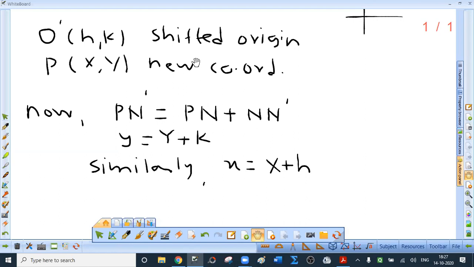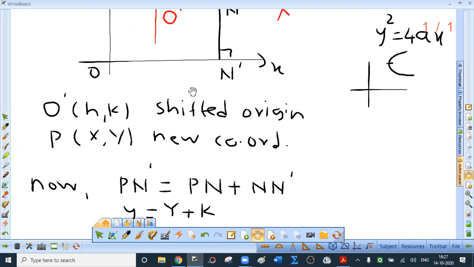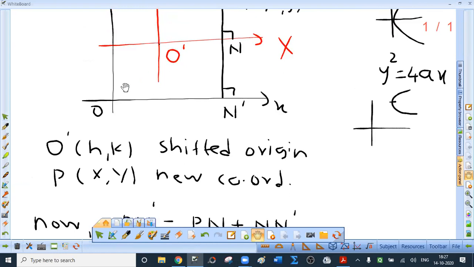Now there is one more case in which you do not shift the origin. The origin is there only, but you rotate the axis through a certain angle. But we are not interested in discussing that. Okay, so write down.